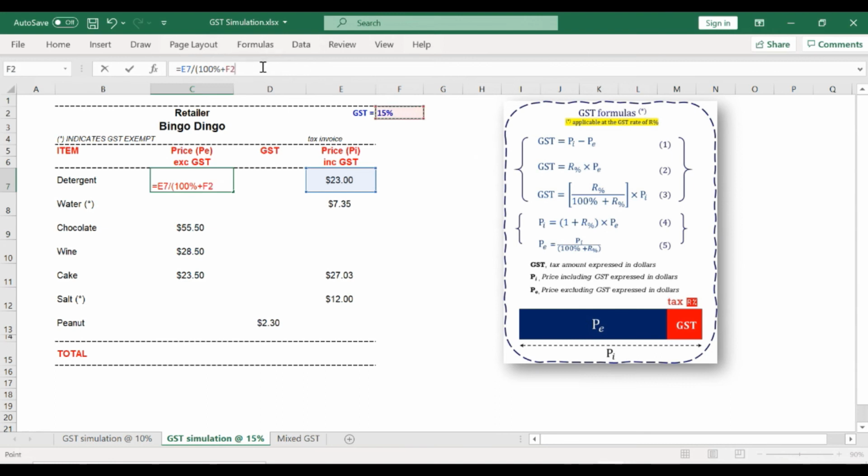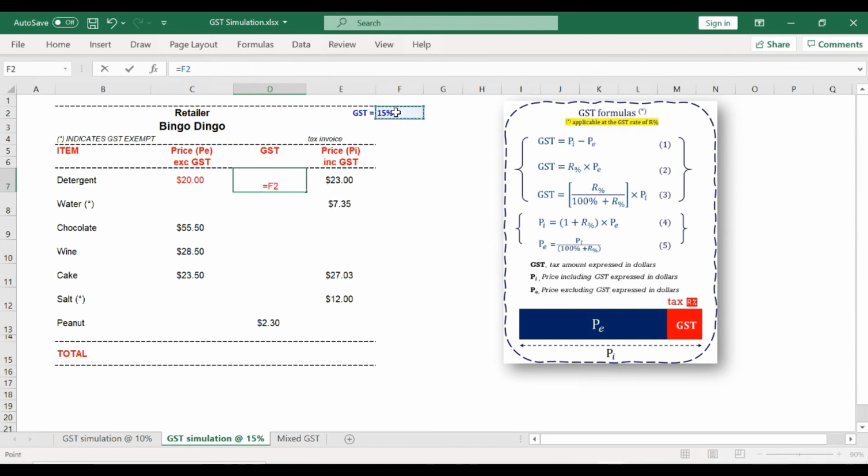So if I hit F2, now I'm reflecting the rate in the formula, which is F2. If I hit enter, I still get the same answer. Now let's go ahead and calculate the GST amount, a number of ways of doing it. So let's say I'm going to use equation number 2. So equation number 2, we simply come up here and type equal, and that is equal to the rate itself.